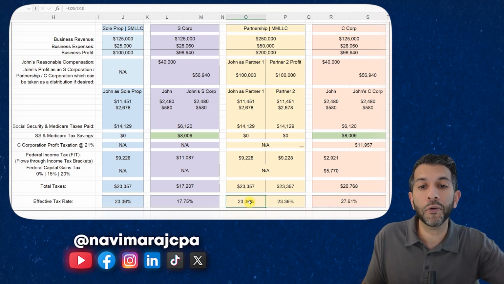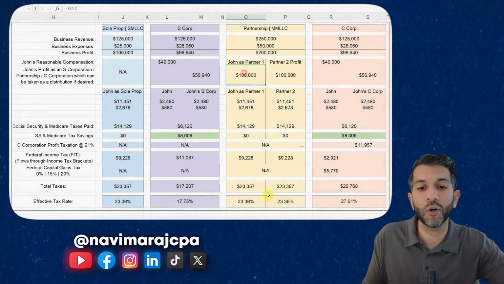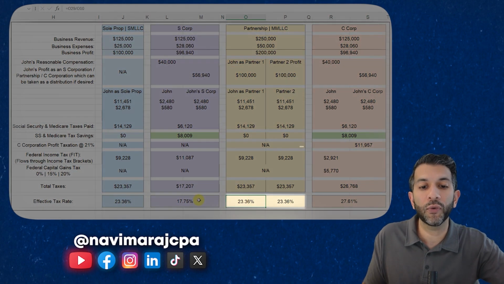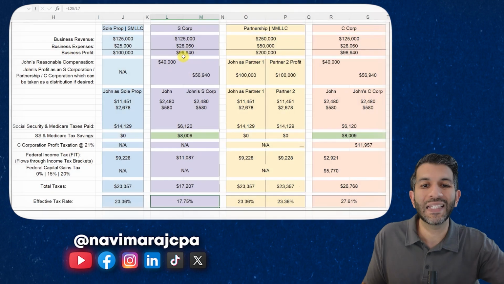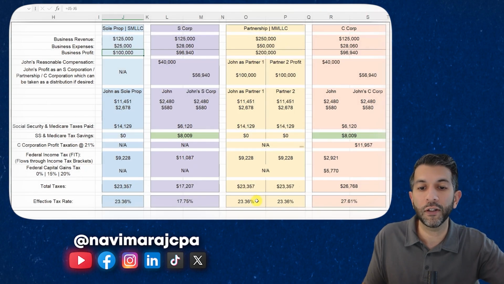A partner in a partnership earning 100 grand, so earning more than 96,940, earning 100 is paying 23.36, and an S corporation is paying 17.75 on the same amount of profit. A sole proprietor is paying 23,357 on $100,000 worth of profit. Okay, there is a place for the C Corp. It's just not, in my opinion, for these smaller operational businesses.